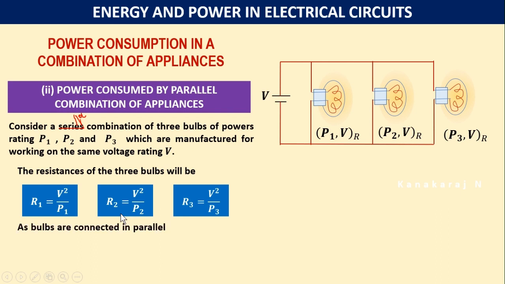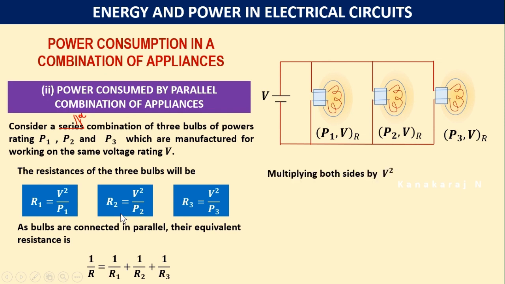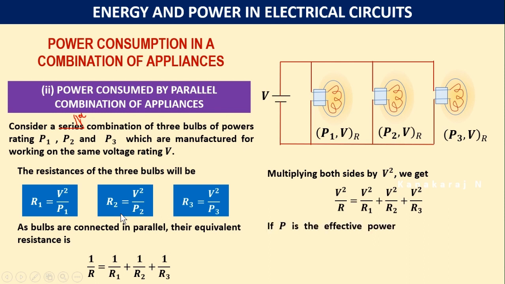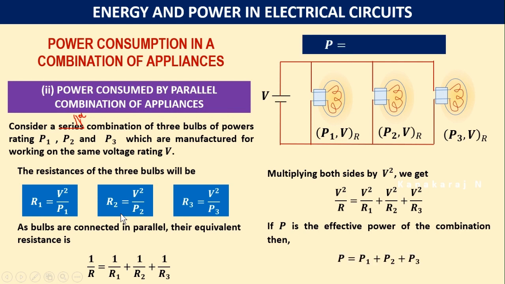The bulbs are in parallel, so for the equivalent resistance, 1 by R equals 1 by R1 plus 1 by R2 plus 1 by R3. Let us multiply both sides by V square. So we get V square by R equals V square by R1 plus V square by R2 plus V square by R3. If P is the effective power of this parallel combination, then P equals P1 plus P2 plus P3. Let us write this near the diagram. Let us go for a little more conclusion.